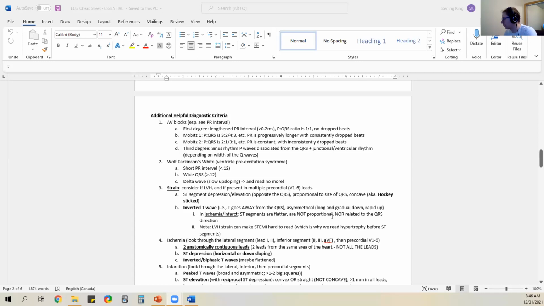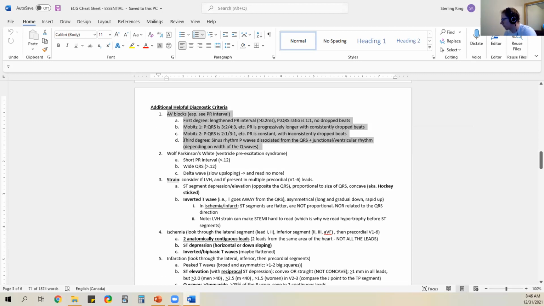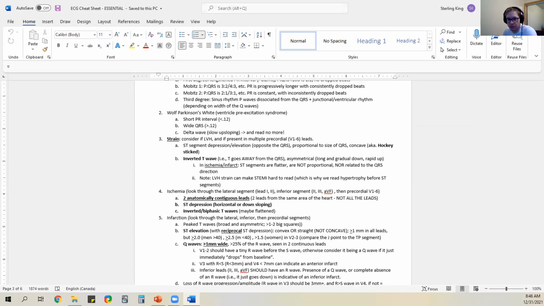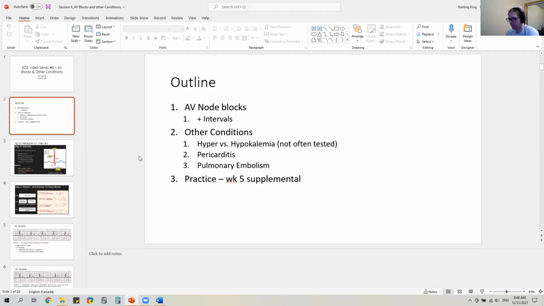For the cheat sheet that we're going to be expanding on today, we're going to be looking at this section, which is underneath the 3rd page, additional helpful diagnostic criteria, AV blocks. And then we're also going to be looking at acute pericarditis and right heart strain. So this doesn't especially build a whole lot on that rare steak barbecue with Sterling approach. However, it is things that you have to look for when you're reading the ECG.